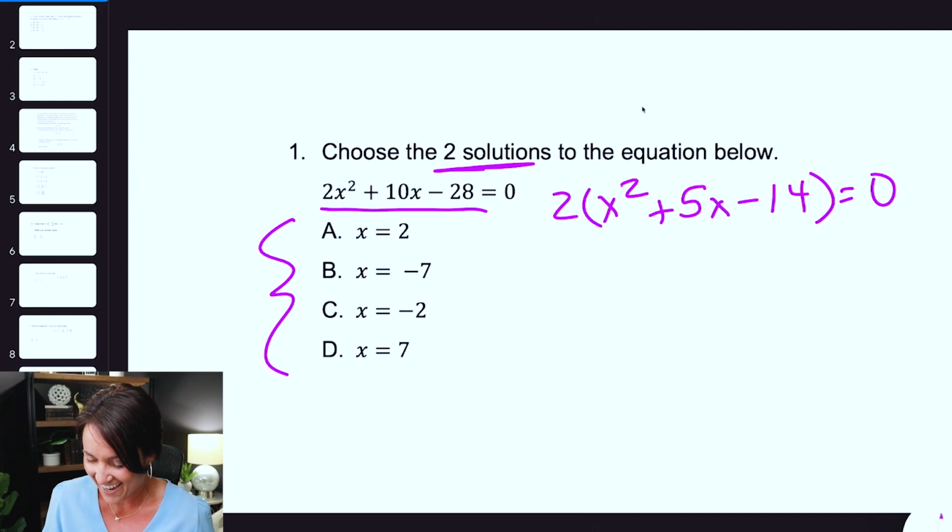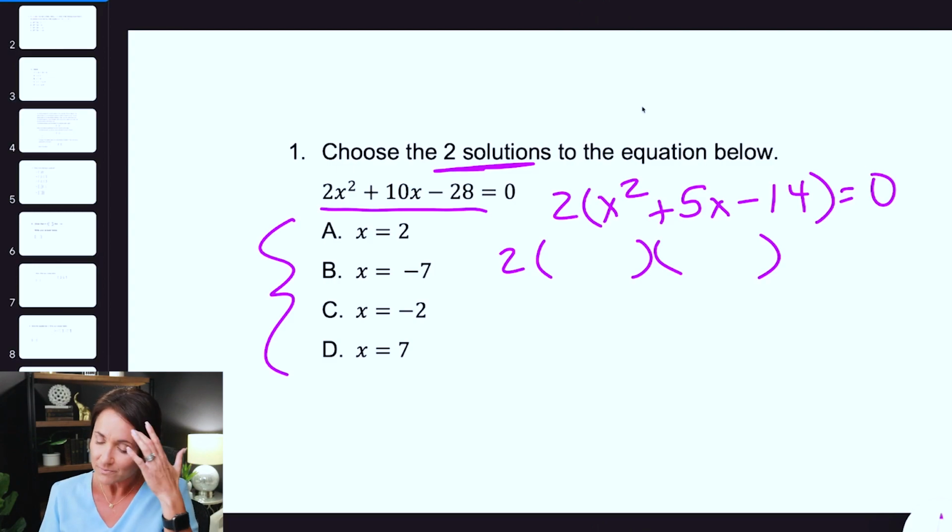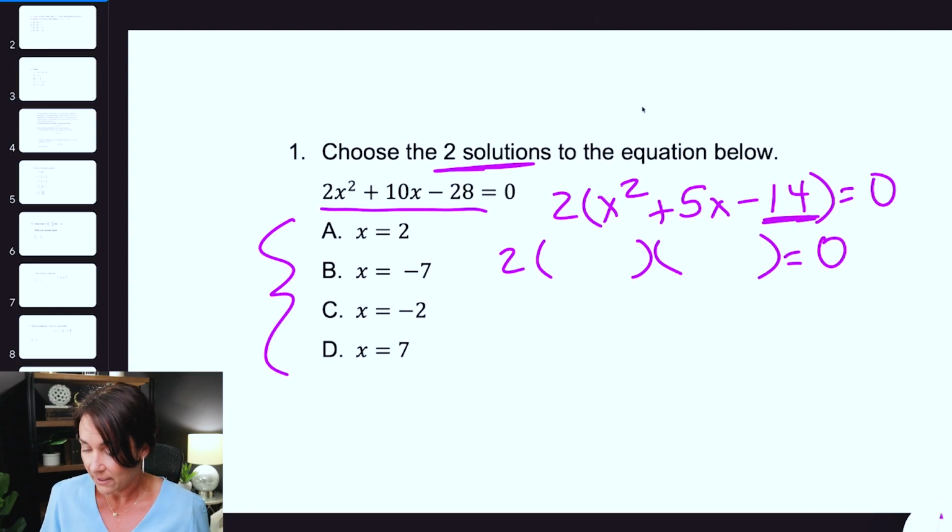Now what we're going to do is the reverse FOIL that I was talking about, that my husband says is not a thing. He calls it the AC method, which is the way you're supposed to do it, but I just like to do it this way. We have this 14 here, and we have a negative here, and we have a 5. So we need to make sure the factors of 14 add to 5 in some way, shape, or form.